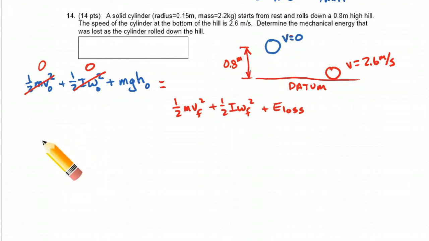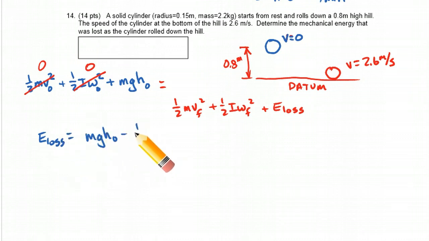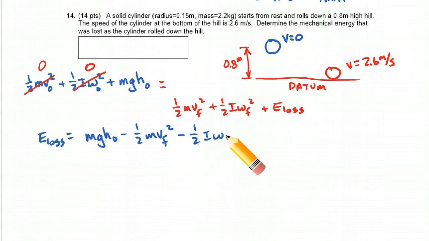So let's rewrite E loss as equal to mgh0 minus 1/2 mv final squared, and let's go ahead and put in, let's calculate now, minus 1/2 I omega final squared. Let's go ahead and calculate I off to the side here.